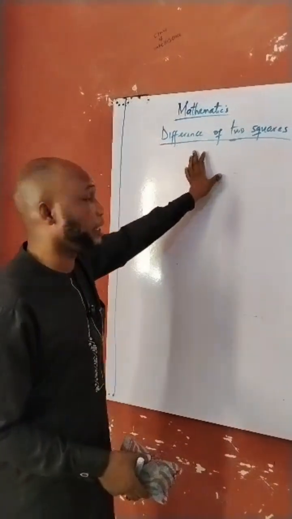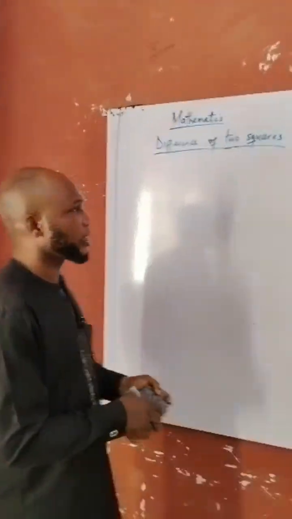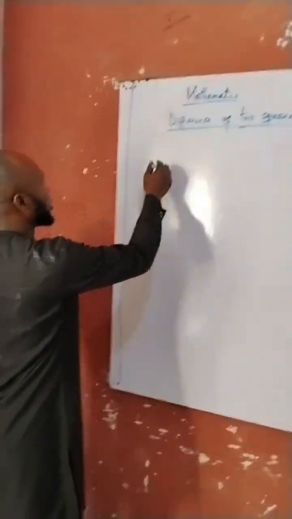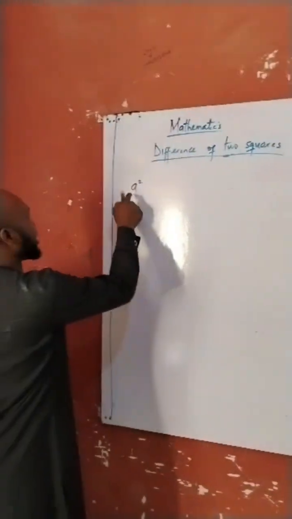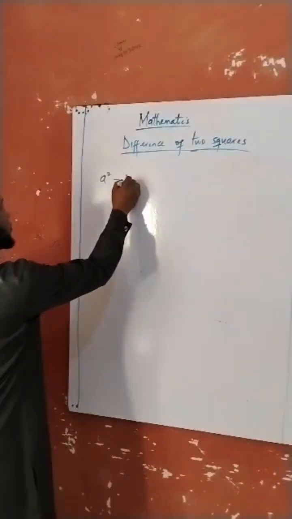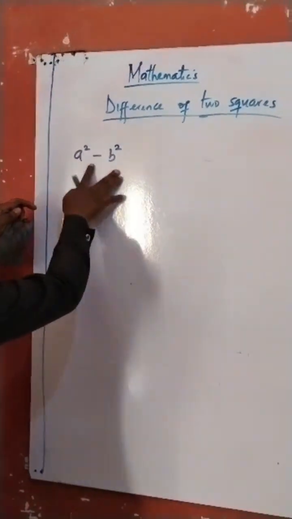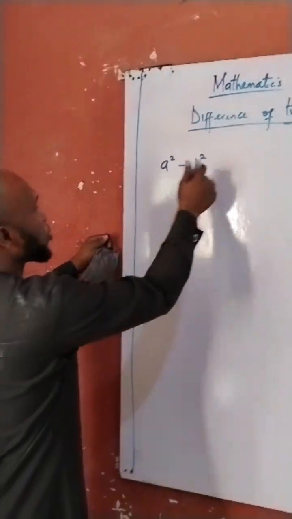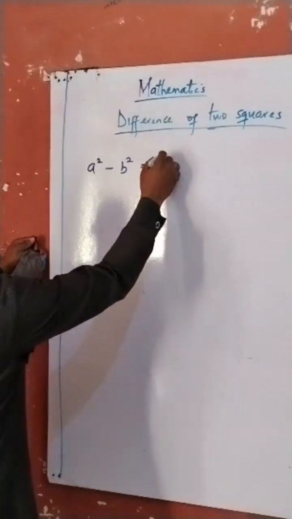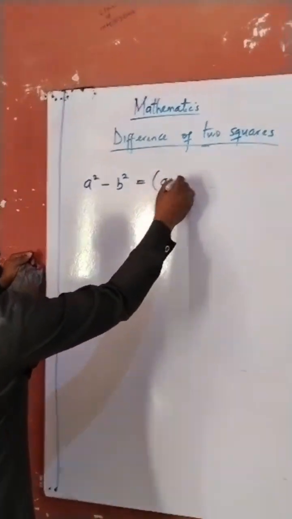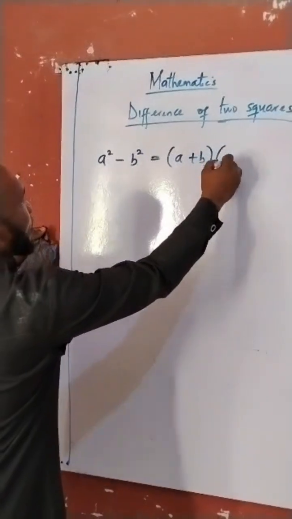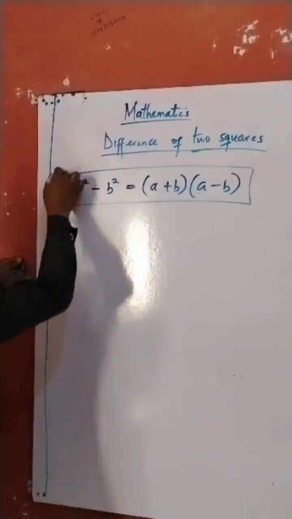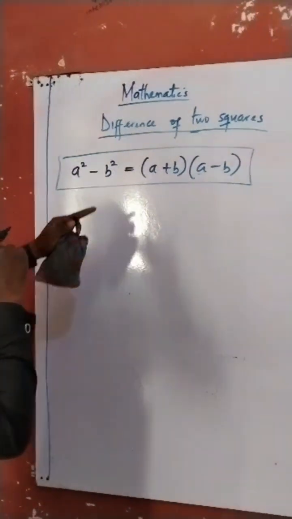Today we'll be treating difference of two squares. Now, the word difference means minus or subtraction. If you have a square minus b square, you notice that these are two terms. The difference of these two squares, the general formula, is going to give us a plus b, open bracket, a minus b. This is the general formula for the difference of two squares. Now let's prove it.